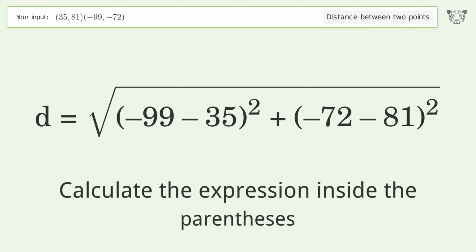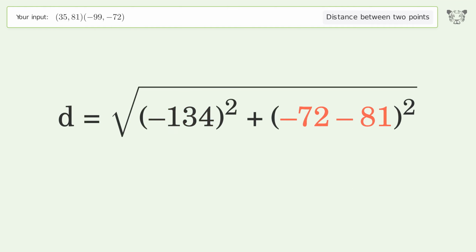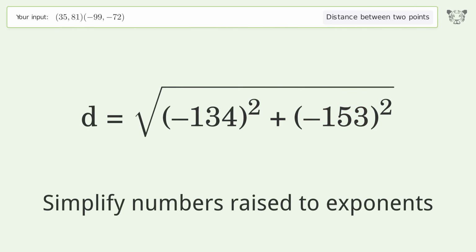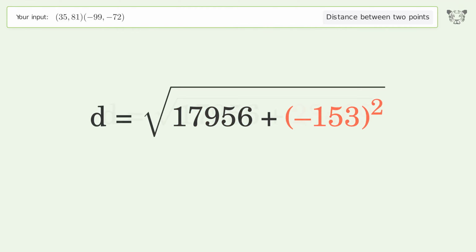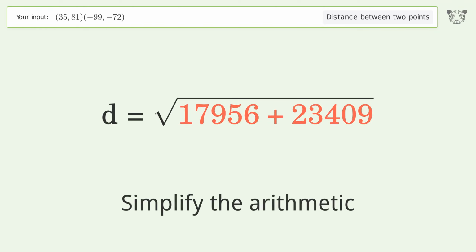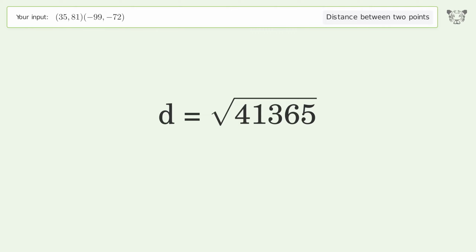Calculate the expression inside the parentheses. Simplify numbers raised to exponents. Simplify the arithmetic. And so the distance between the 2 points is the square root of 41,365 or 203.384.